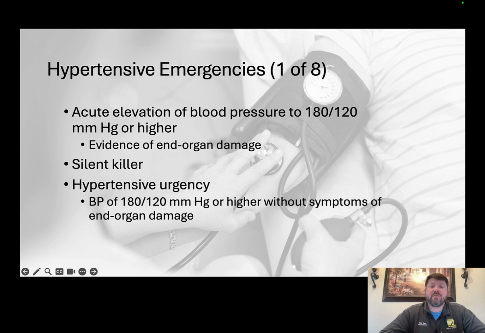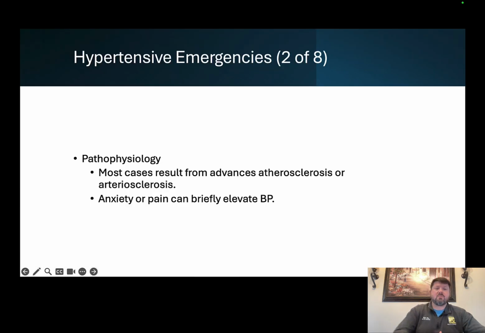A hypertensive urgency exists when there is an acute elevation of blood pressure to 180 over 120 millimeters of mercury or higher without signs or symptoms of end organ damage. Most cases result from advanced atherosclerosis or arteriosclerosis. Many conditions such as anxiety or pain can briefly elevate a person's blood pressure. A single reading does not constitute hypertension. This suggests a patient should have their blood pressure rechecked a couple of times in the following weeks.